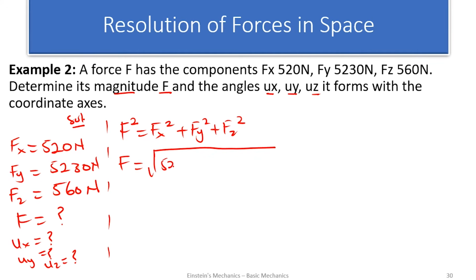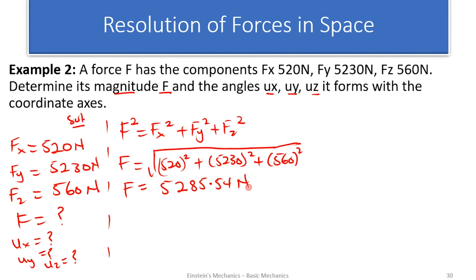520 square plus f of y, which is 5230 square, 560 square. And our f now will be 5285.54 Newton. So this is the magnitude f, the magnitude f with this formula.